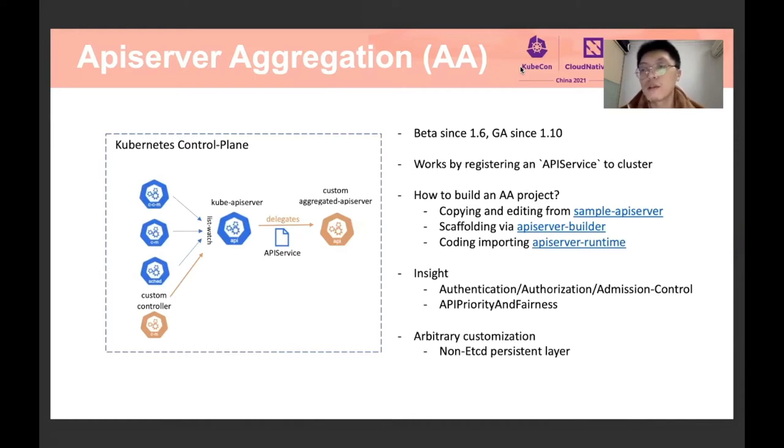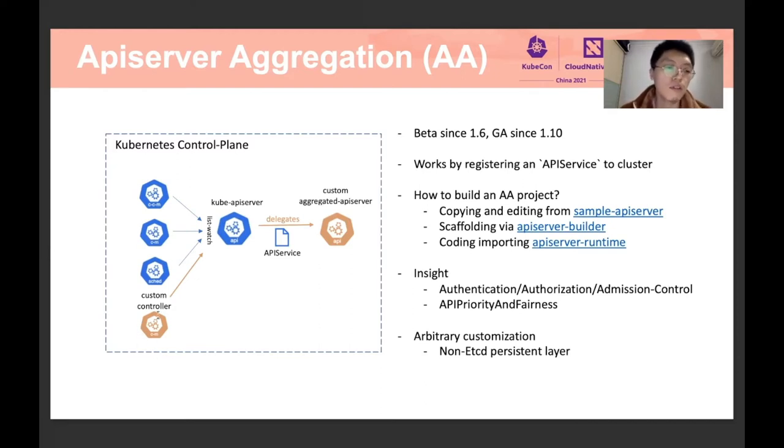Normally, the storage layer of an API server is supposed to be etcd, but by leveraging AA, you can just replace it with any kinds of other storages you want. And this picture shows how an AA works in the architecture. So an AA server is a standalone API server outside of the Kube API server. And by the spec of API service, you can make the traffic going through the Kube API server successfully proceed to the downstream of AA servers.